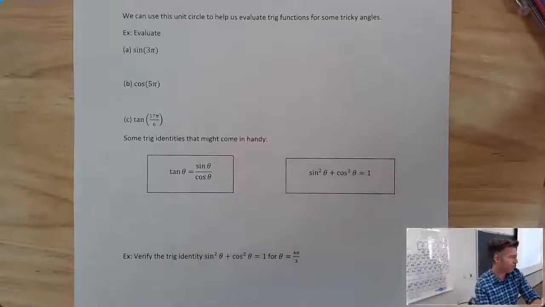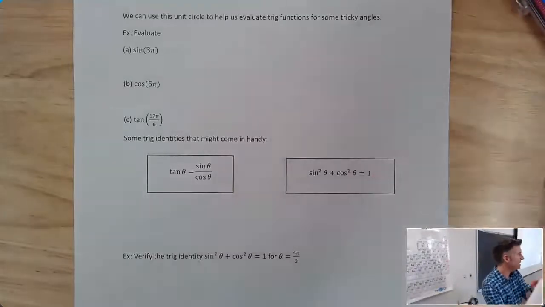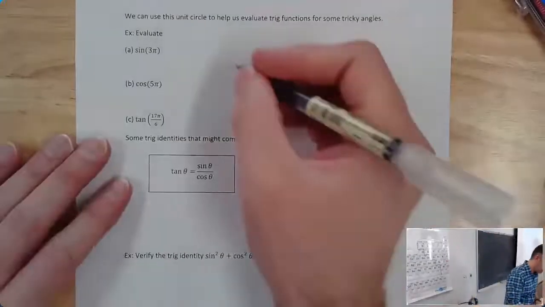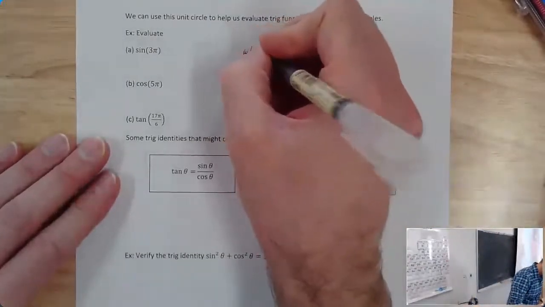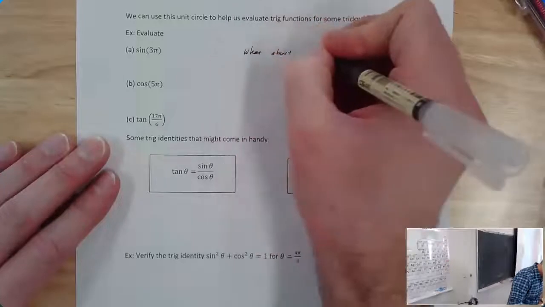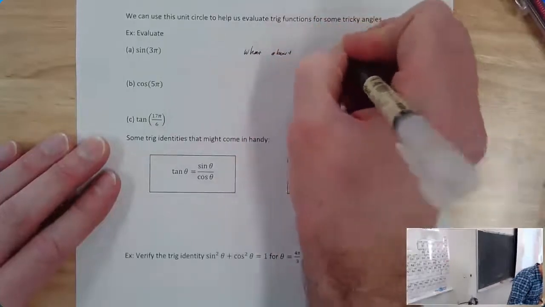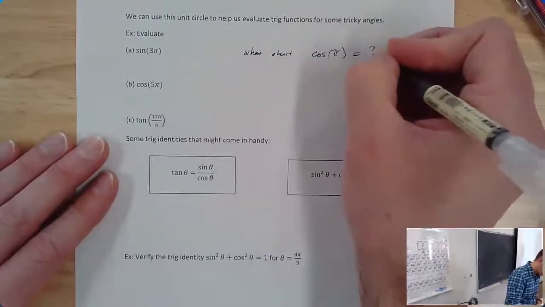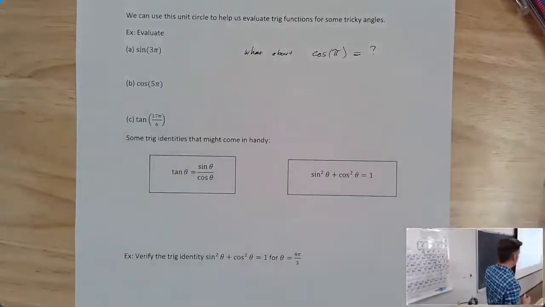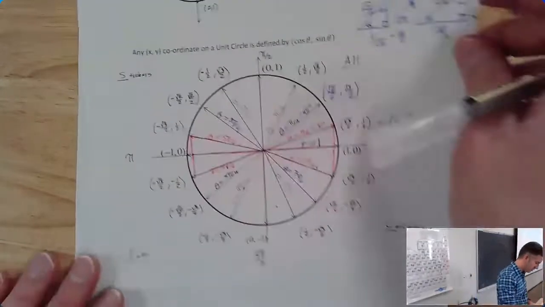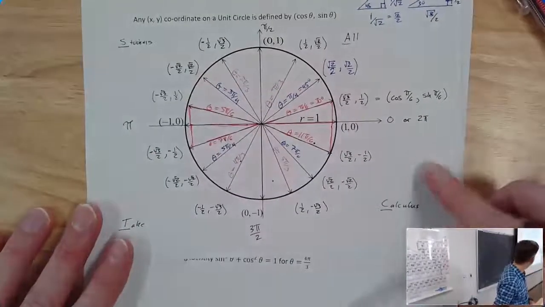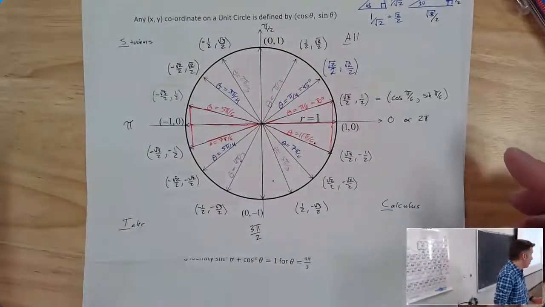So sine of pi over 3, where is that? In fact, I might even start with a different value first. What about cosine of pi? Well, this is why we are using the unit circle. So we look back at our unit circle for a second. We can see that pi is right here, and cosine of pi is going to be the x coordinate.